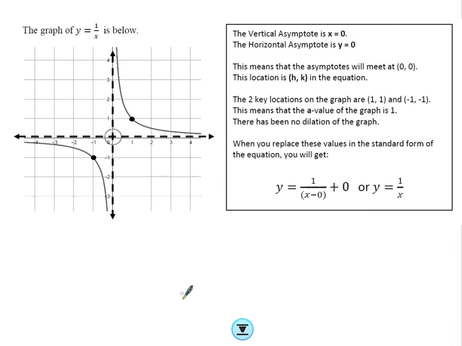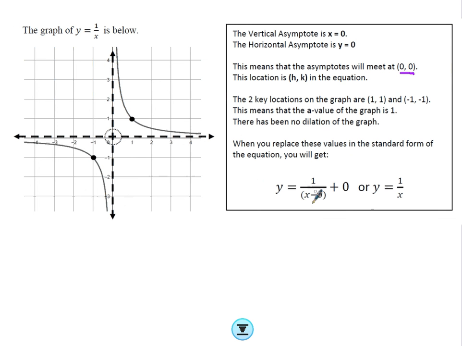So we've got the graph of 1 over x here. Notice that it has the asymptotes already drawn in here. The vertical asymptote is x equals 0, right here on the y-axis. The horizontal asymptote is y equals 0, right here on the x-axis. And the point where the horizontal and the vertical asymptotes intersect is going to be our point (h, k). That is our special point that we use to help us find our transformations and help us to write our equation. In this case, they meet at the origin, the point (0, 0).